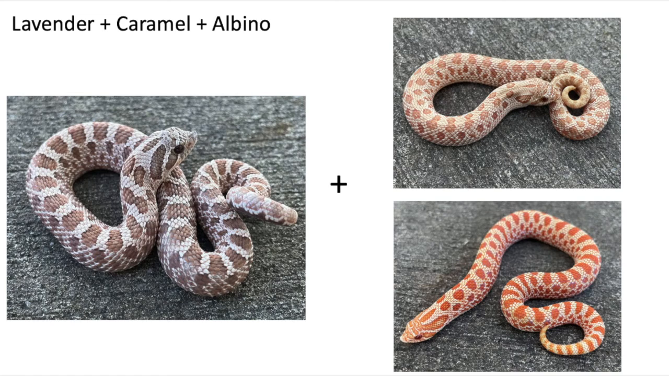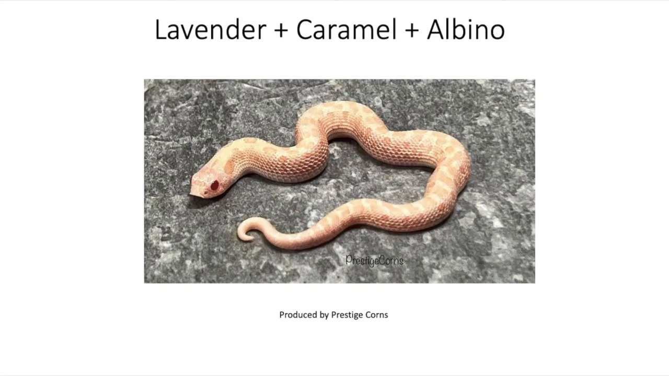All right, next combination, we're going to have the lavender caramel albino. And this is the combination right here, produced by Prestige Corns. The lavender caramel albino.